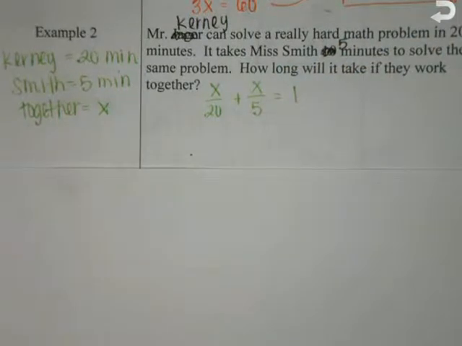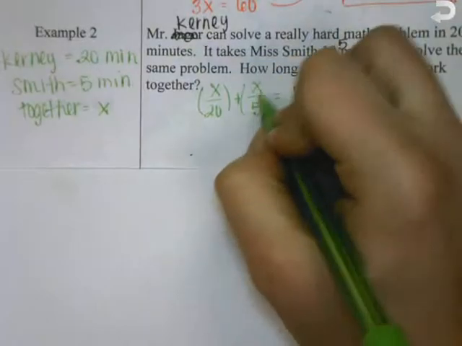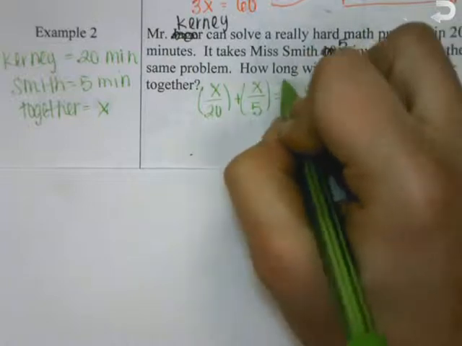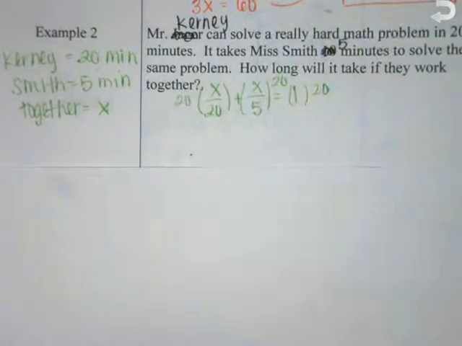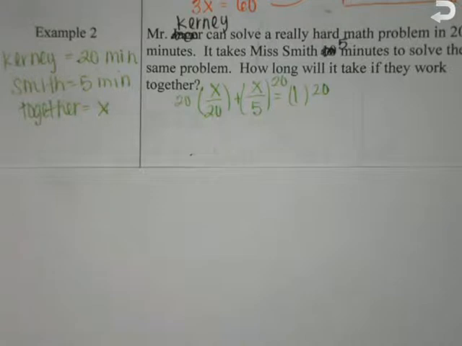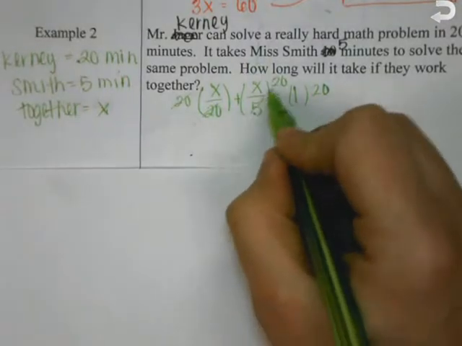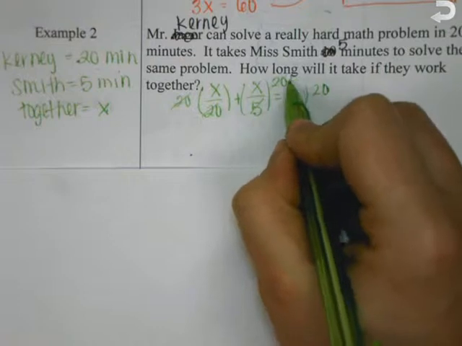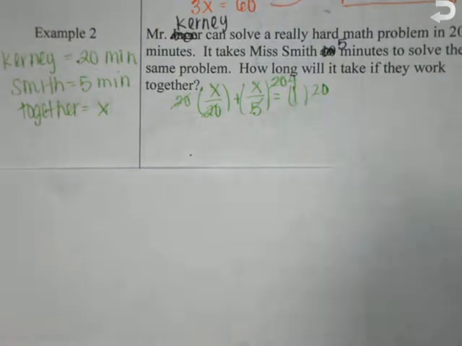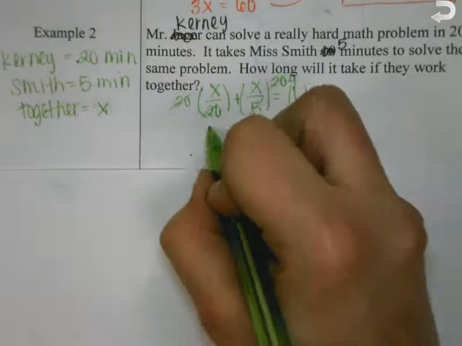LCD or cross multiplying? LCD. What is the LCD? 20. So multiply everything by 20. That's fine if you're ahead. What reduces? 20s. What reduces here? 5, and it turns into 4. Nothing reduces here. So what are we left with? X plus 4x equals 20.